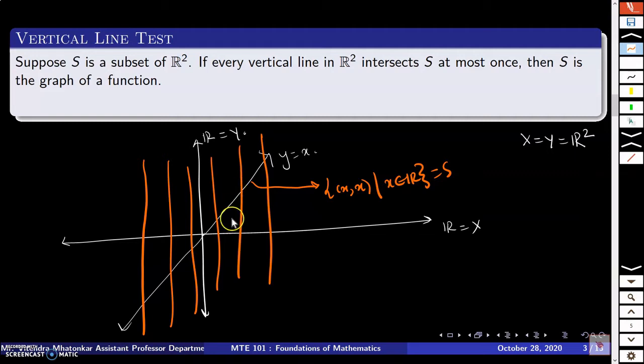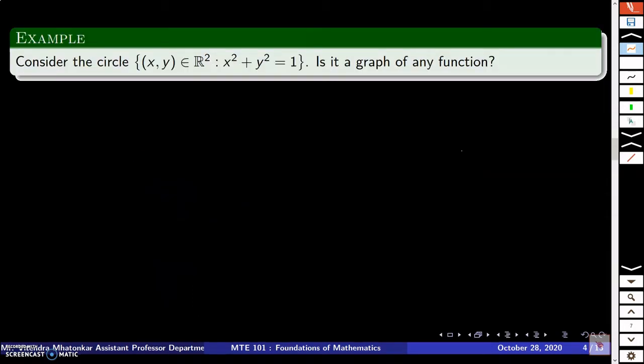Before that, I will give you an example of a subset of R2 which does not represent the graph of any function. You cannot find any function whose graph will be that set. So let's look at that. Look at this circle. It's the unit circle centered at the origin, that is, the collection of all points x comma y in R2 such that x square plus y square is equal to 1. So this is the set S that is given to us. And the question is, does this set S represent the graph of any function? Let me plot that first.